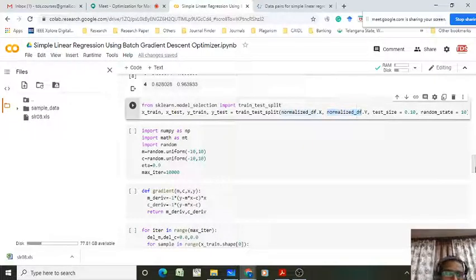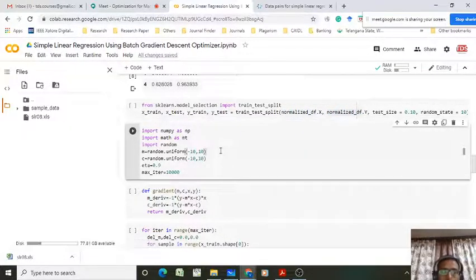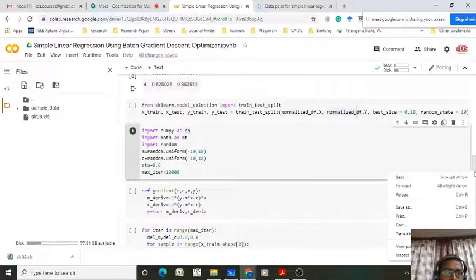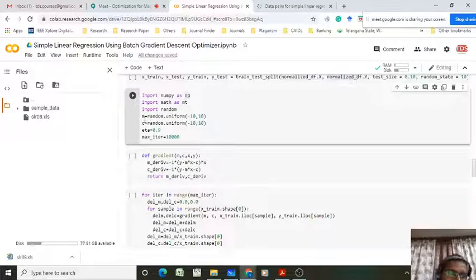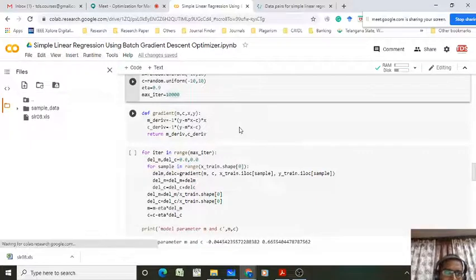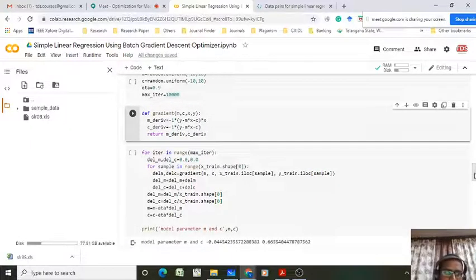Fine. Next, our regular batch gradient optimization method follows like this. Import numpy as np and the math package, and random. Initialize the random m and random c values, and set eta equal to 0.9 and maximum iterations equal to 10,000. And this is your gradient function.